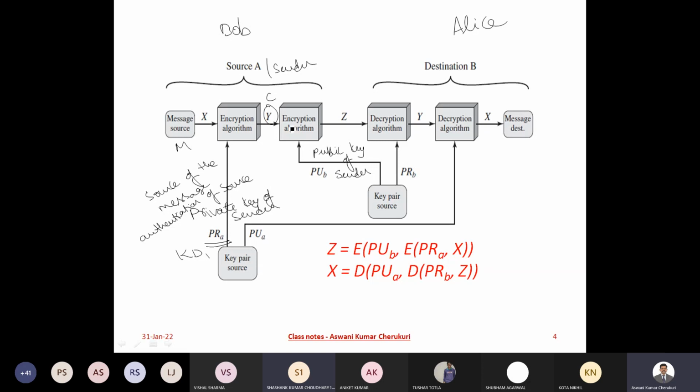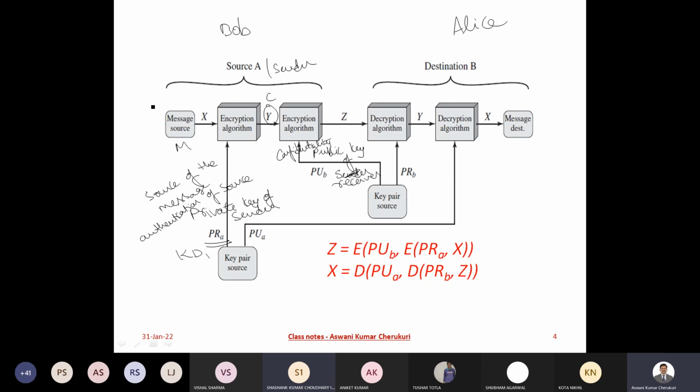Right? When you perform encryption with the public key of the sender, sorry, the public key of the receiver. If you perform encryption with the public key of the receiver, what is it that you achieve? Confidentiality. You achieve confidentiality, right?